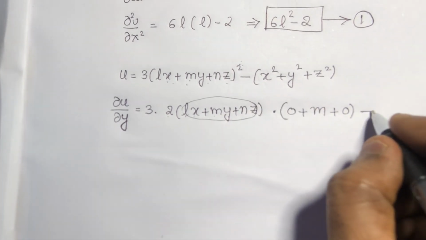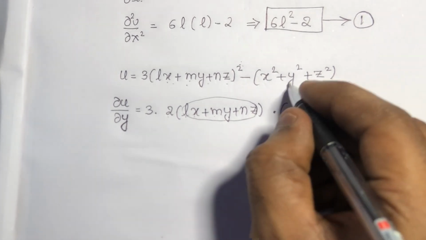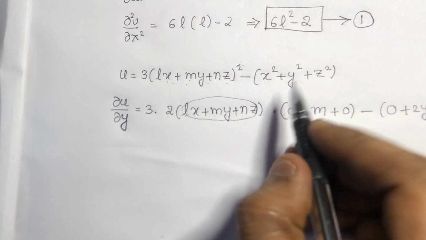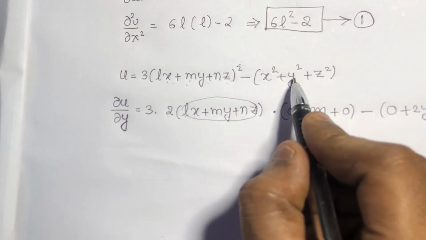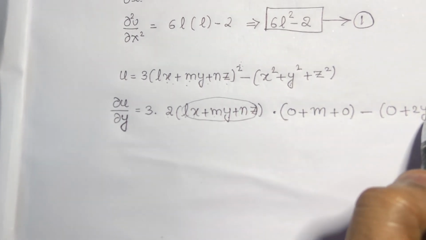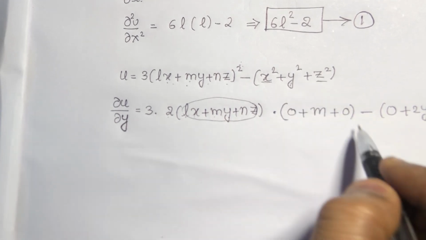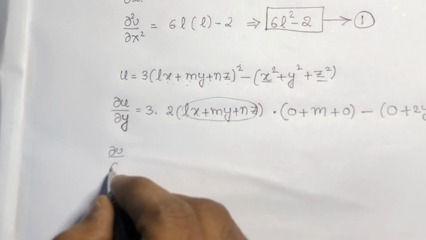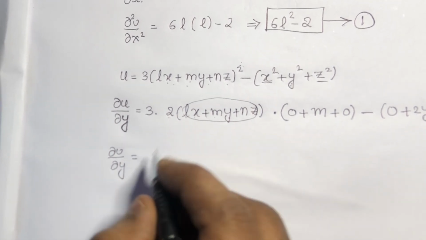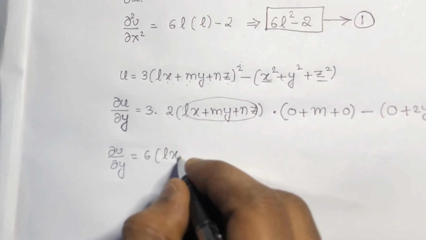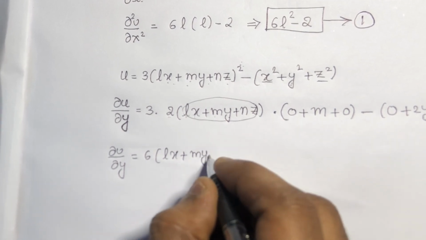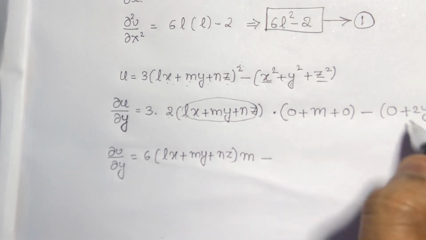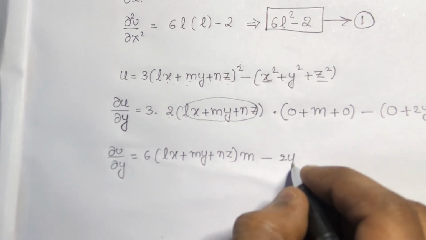Now coming to minus, x square will be 0, y square will be 2y, plus z square will be 0, because I am differentiating with respect to y. So partial differentiation of y square is 2y. These are considered as constants, so 0 and 0. Next, dou u by dou y is equal to 3 into 2, that is 6, into (Lx + My + Nz) into, this part will be m, minus this part will be 2y.